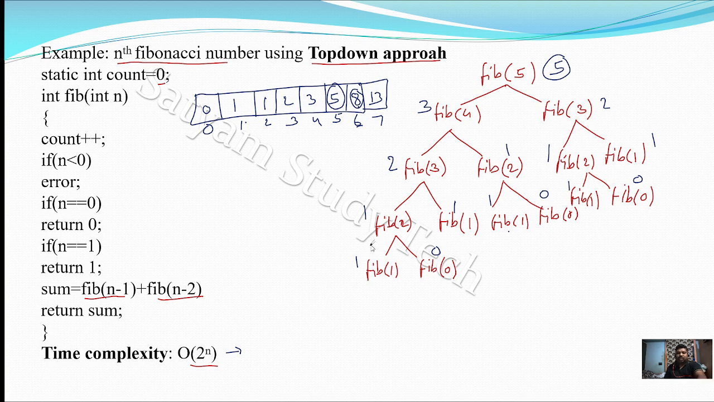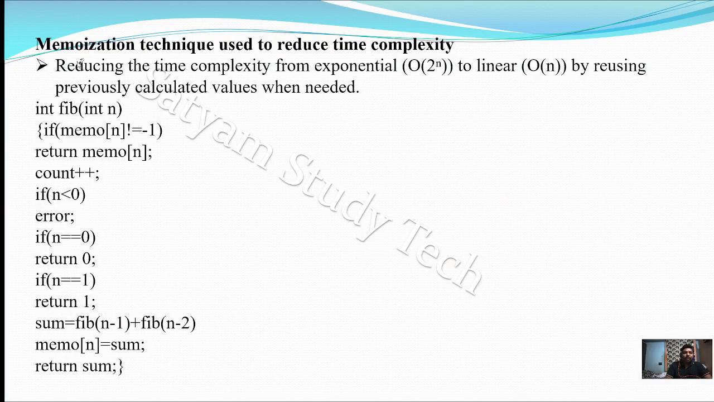Now we can discuss here. You can see the memoization technique is used to reduce the time complexity. As we already discussed in the previous example, the time complexity is big O of 2 power n, that is the exponential time complexity.